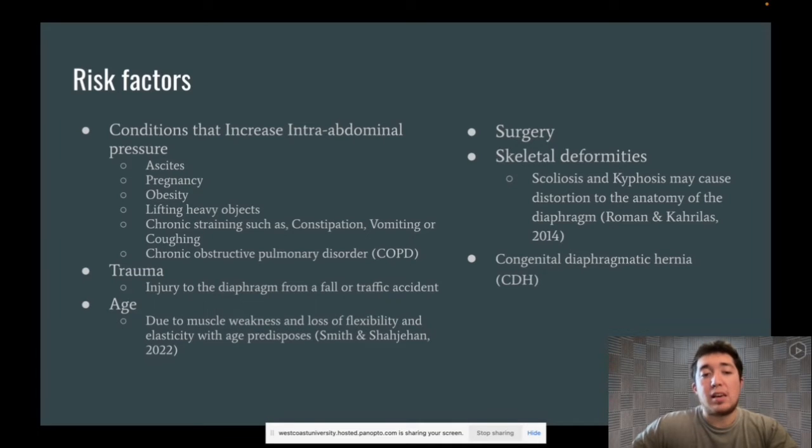Another risk factor would be age. It's usually found in older adults due to muscle weakness and loss of flexibility and elasticity as we age. Surgery is another risk factor. Skeletal deformities as well, scoliosis and kyphoptosis, can cause distortions of the anatomy of the diaphragm. Congenital diaphragmatic hernia is another risk factor. This is synonymous to hiatal hernia.